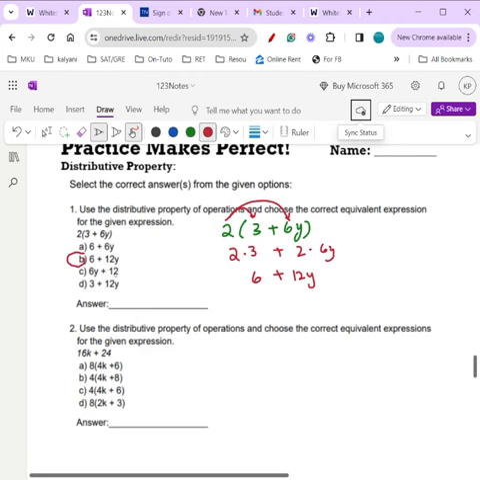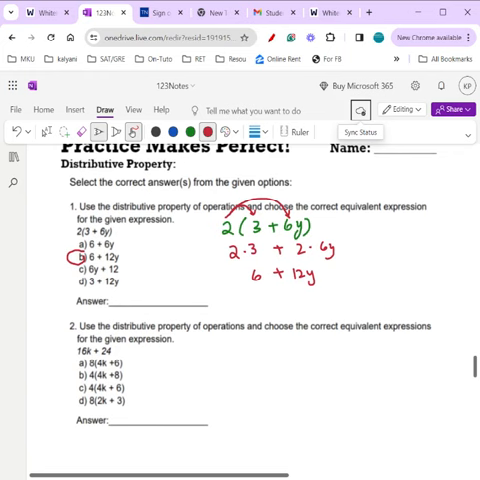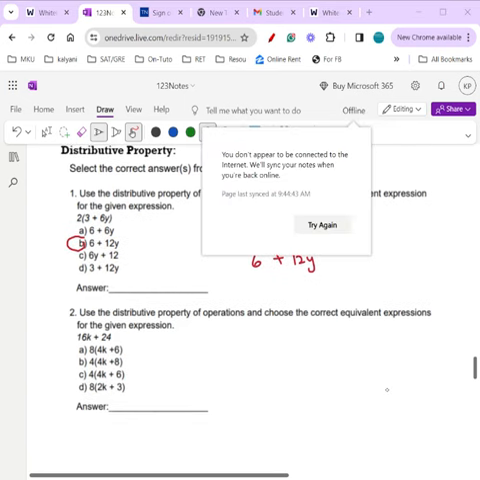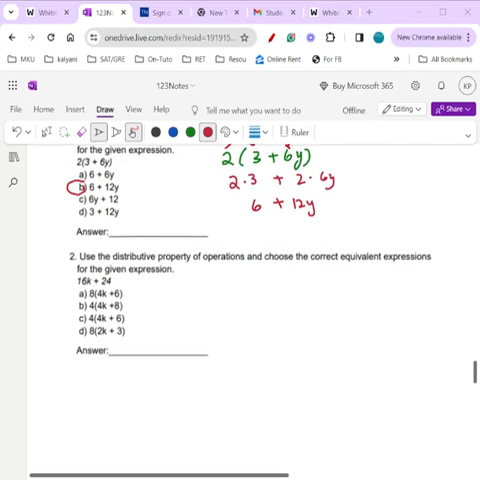It's not 6y plus 12. You've got to be very careful about which letter goes with which number. Okay, good. Now on the second question, go ahead and distribute each and see which one gives you 16k plus 24. Pause the video, finish your work, and then you can continue more. All right, let's move on.